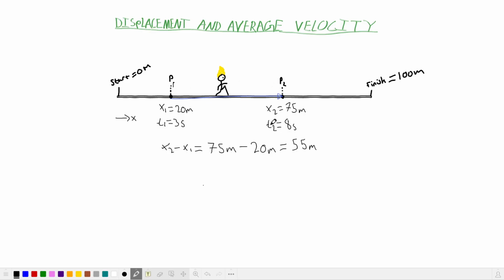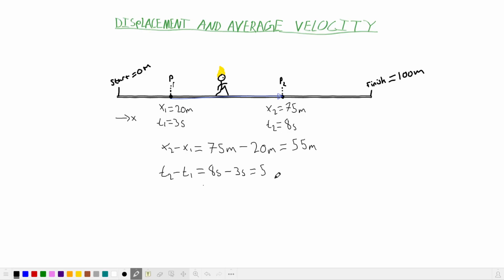And how long did it take him to run from P1 to P2? Well, it took him t2 minus t1 seconds. So that's going to be 8 seconds minus 3 seconds, which is 5 seconds. So now we have everything we need to determine the average velocity.